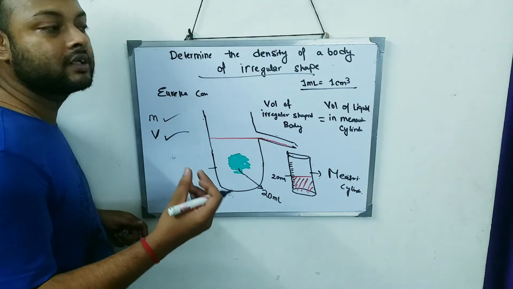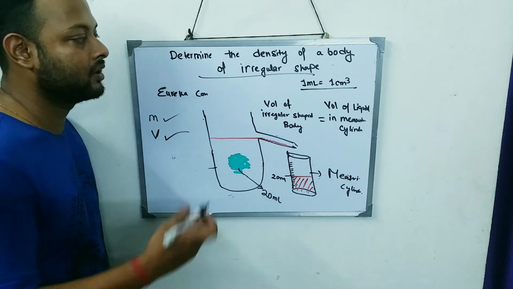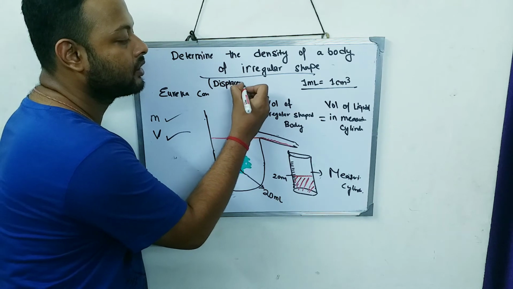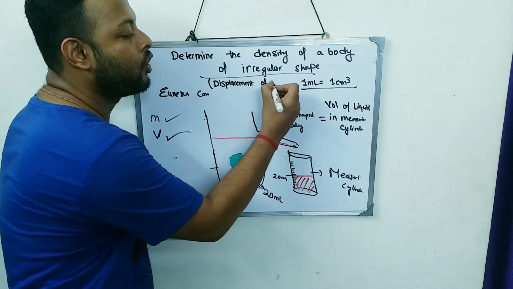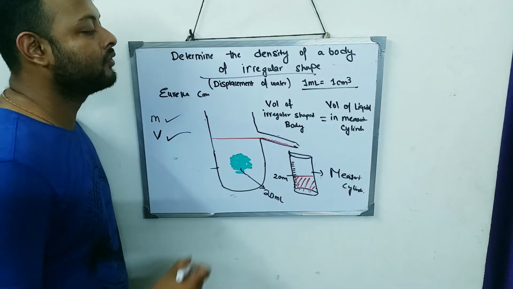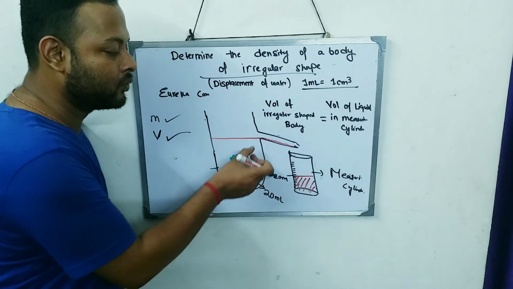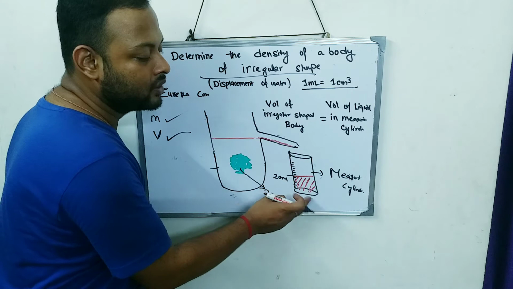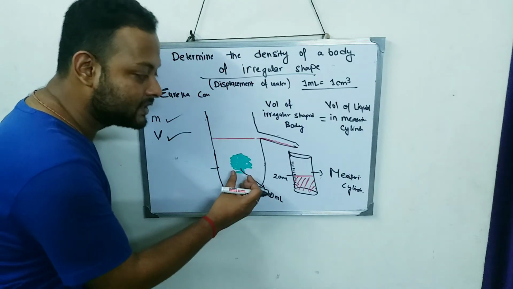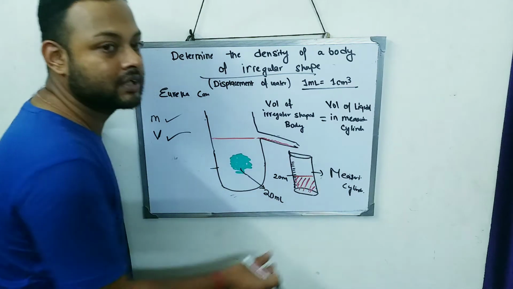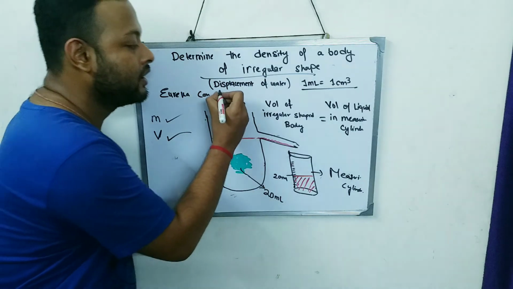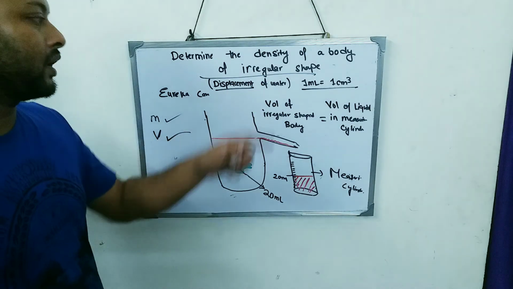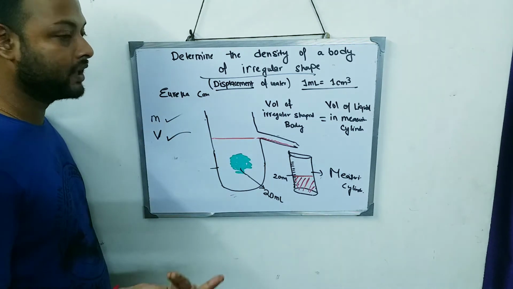Actually, this method is called displacement of water. I think you know the meaning of the word displacement. Displacing the water: the water initially in the Eureka can got displaced through the spout into the measuring cylinder. So I am displacing some water from the Eureka can into the measuring cylinder. That is why the method is called displacement of water. So by the displacement of water method, can we determine the volume? Yes, we can.